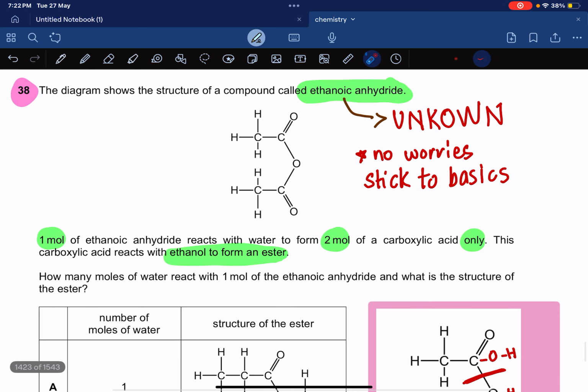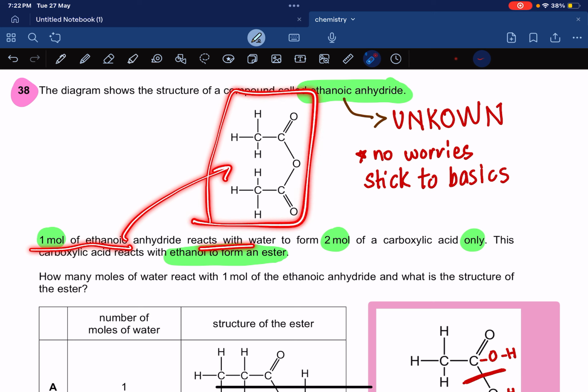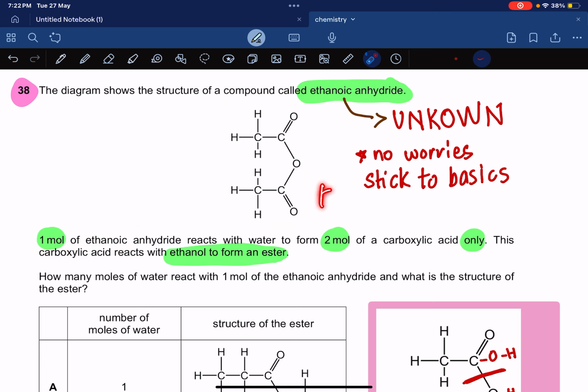Okay, 1 mole of ethanoic anhydride reacts with water to form 2 moles of carboxylic acid only. Okay, a lot of information to digest. That 1 mole of this thing, this one molecule, is going to react with H2O to form 2 moles of carboxylic acid only. Nothing else is formed, only carboxylic acid is formed.